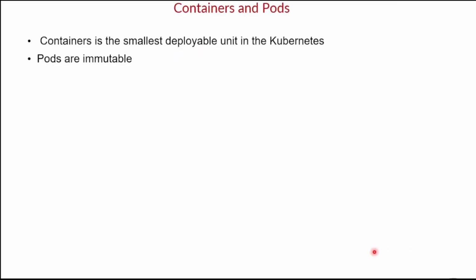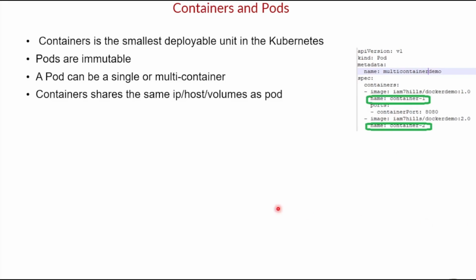Pods are immutable, which means that once a pod gets deleted and you recreate it, you cannot bring back the deleted pod. You are always creating a new one. Pods have their own IP address, which is dynamic. When you recreate, it is going to get created with a new IP address. A pod can have a single container or multiple containers. If you have multiple containers running inside the pod, the containers can share the same IP, host and volumes, which we can see shortly.